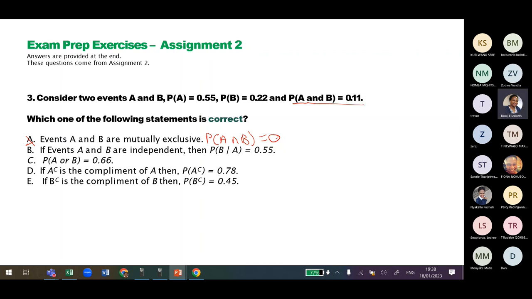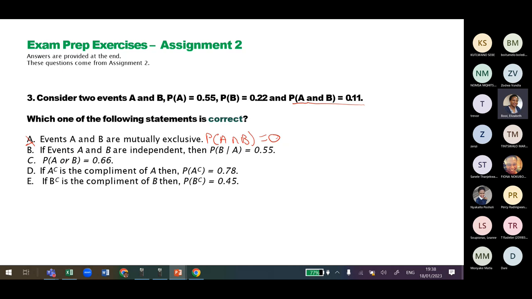Remember, the tricky part here is to trick you in terms of you not knowing what to do with this statement. You just need to remember the basic concepts that you know and validate or confirm if that statement is true or not. So we know that from the given statement, the joint probability of A and B is 0.11. Therefore, they are not mutually exclusive.